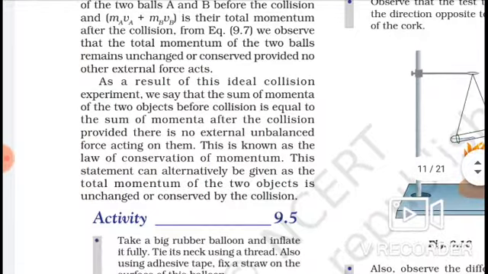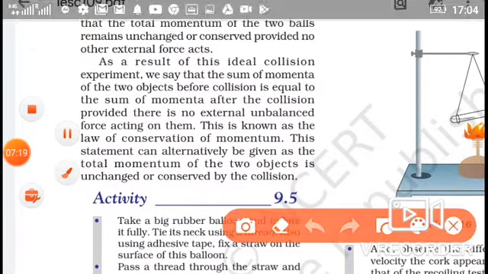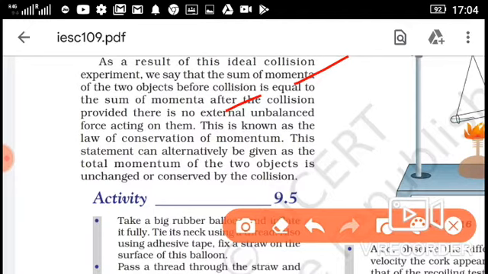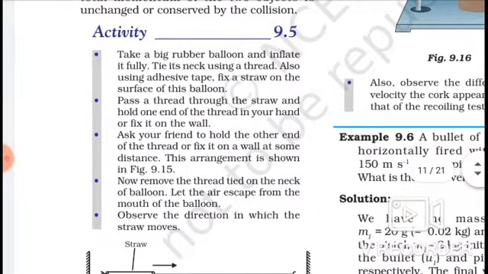So as a result of this ideal collision experiment, we say that the sum of momenta of the two objects before collision is equal to the sum of momenta after the collision, provided there is no external imbalance force. That is important. This is known as the law of conservation of momentum. Is it clear? Now activity 9.1.